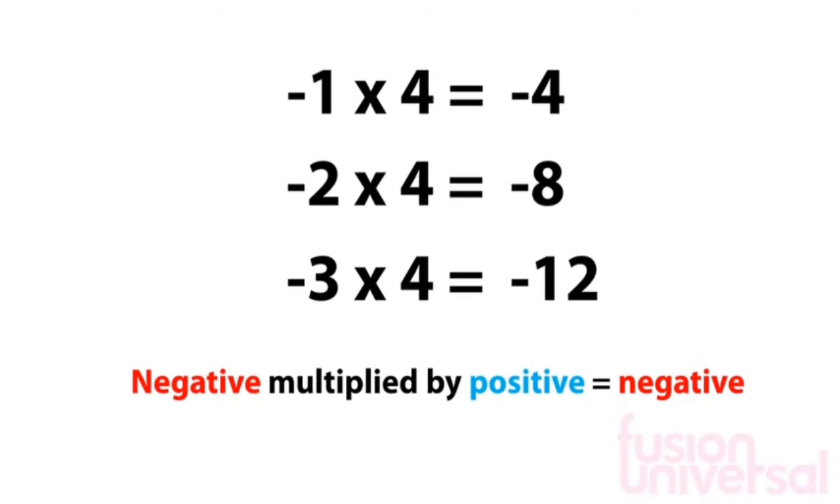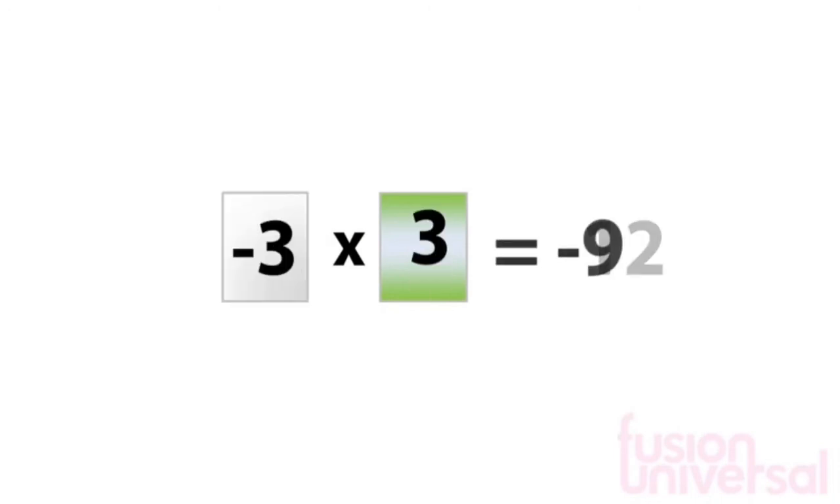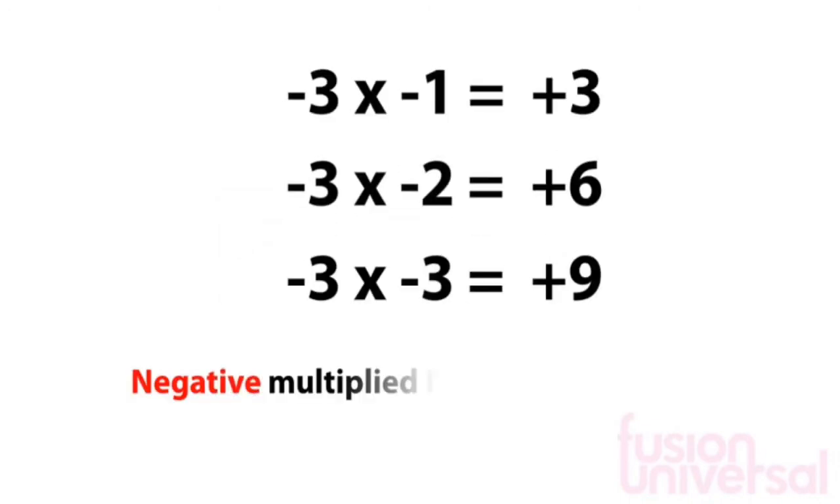We can combine the two by starting to work down the negative times table. This time, each time we reduce the number we are multiplying by, the product increases by 3. We can repeat this process to give us another negative times table. So we can see that a negative multiplied by a negative gives a positive product.